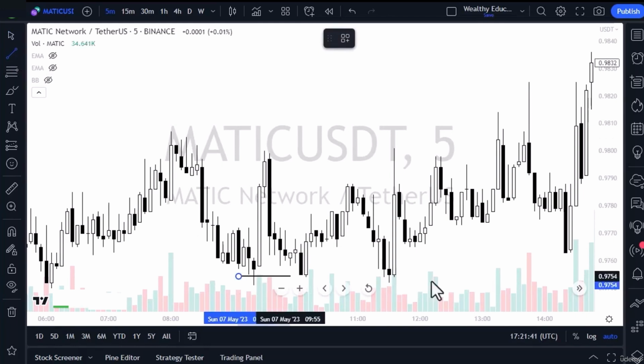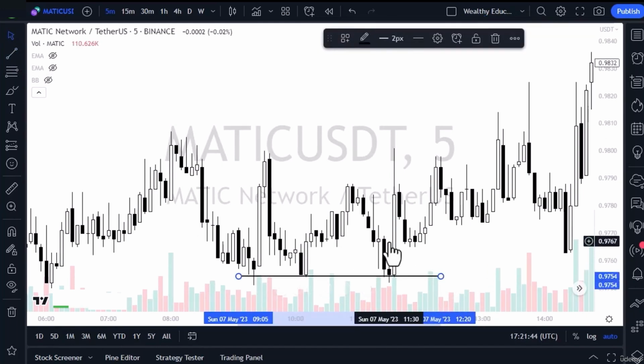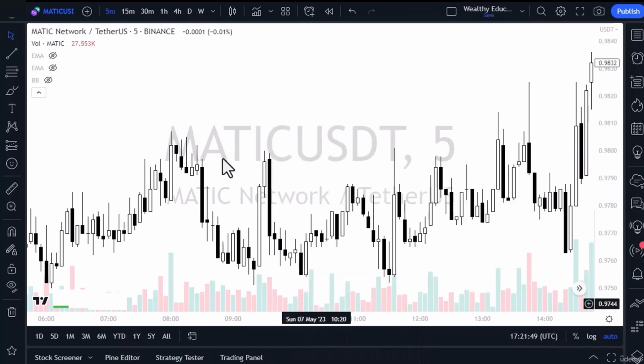There's an inverted hammer. There's a perfect one, actually. But look at this. Right at support. Break the top of it. Put a stop loss here. You aim for resistance. And that is exactly what you get.